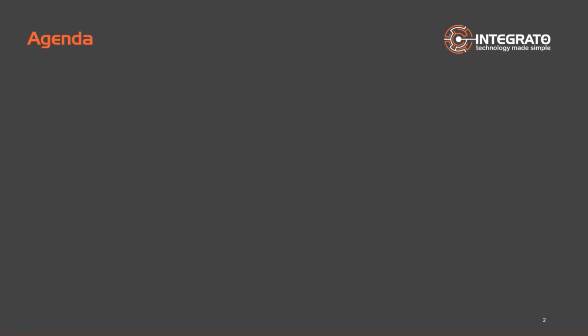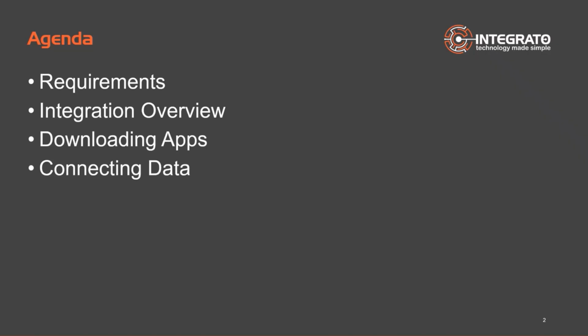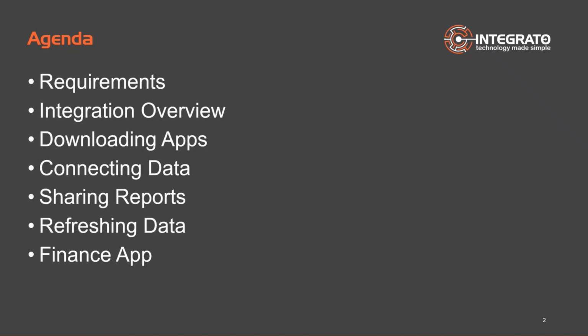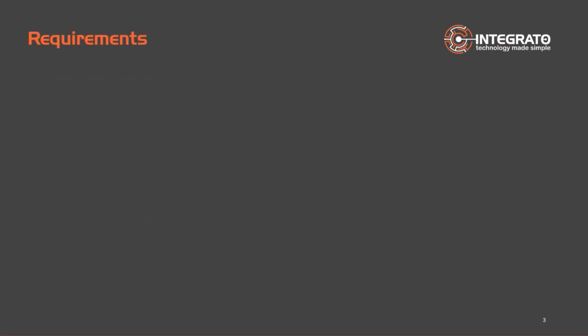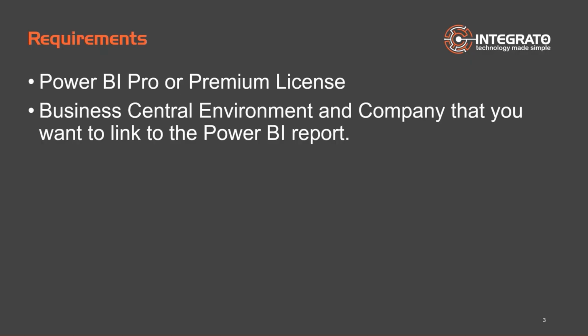So let's talk about today's agenda. We're going to talk about requirements like I just mentioned earlier, and then of course an integration overview for the Power BI connector, downloading those apps, connecting data, sharing reports, refreshing data, and then we will go ahead and talk about my favorite app, the Finance app. So let's talk about some requirements. You will need a Power BI Pro or Premium license. And you'll also need a Business Central environment and company that you want to link to that Power BI report.